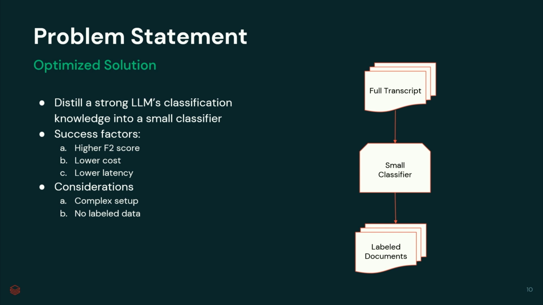Success factors here: we expect a higher F2 score because we have all of the information in the full transcript, whereas with the summaries, it is a bit lossy. We do expect some information gets lost from the transcript to the summary. Because these classifiers are very, very small, we do expect a much lower cost and faster processing speed.